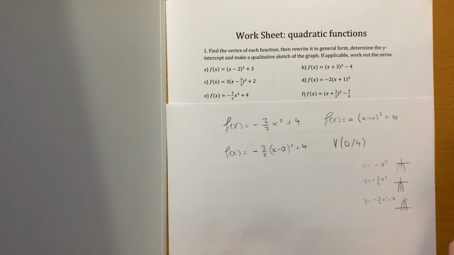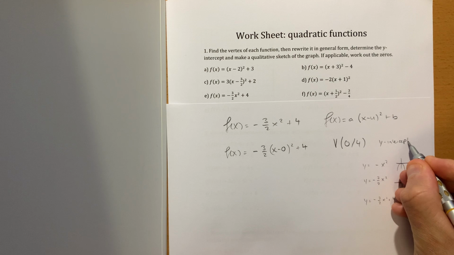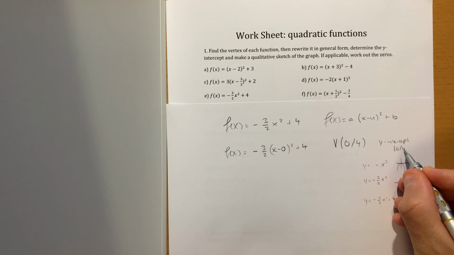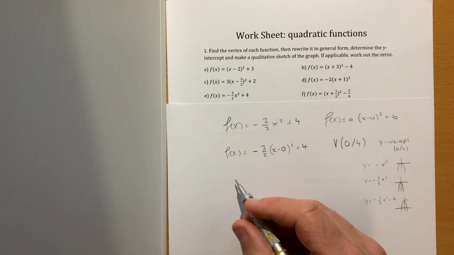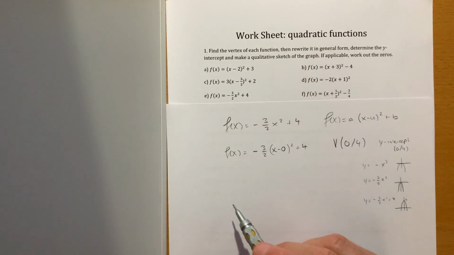The y-intercept then in that case is obviously the vertex. So the y-intercept is in fact (0, 4) as well. But let's work out the general form.